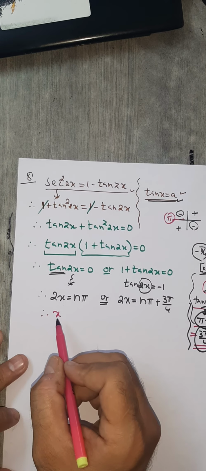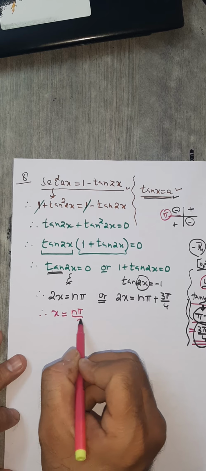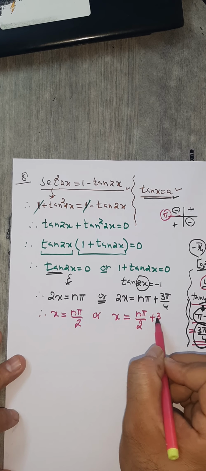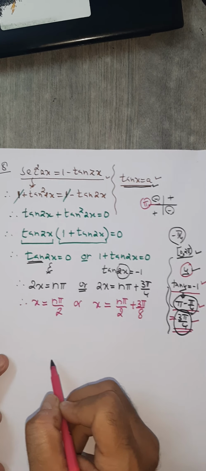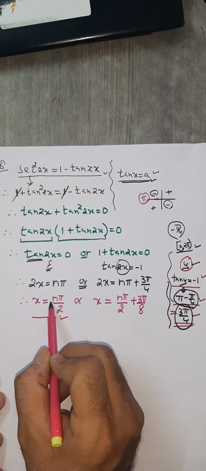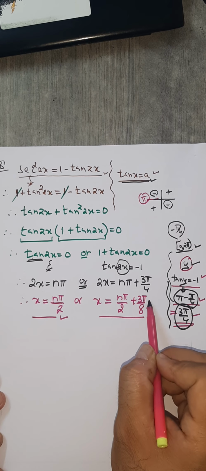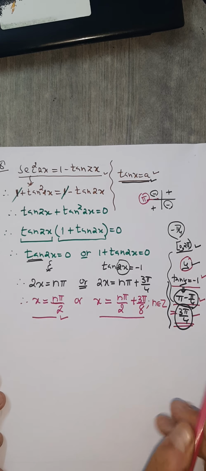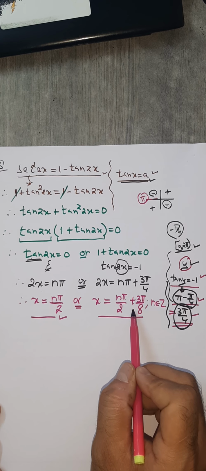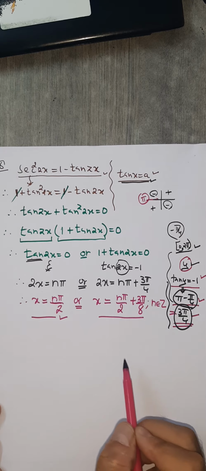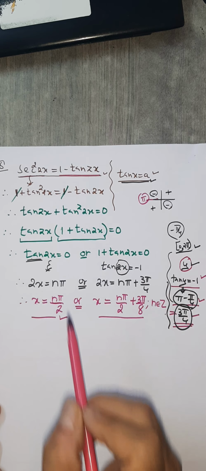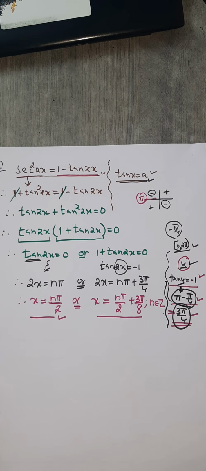We are interested in x. So n pi by 2, or here if you divide by 2, n pi by 2 plus 3 pi by 8. That's your solutions here, remember. Either n pi by 2 or x equals n pi by 2 plus 3 pi by 8, where n belongs to Z. That's your answer. These are the values of x for which the LHS and RHS will both be equal. That's what we usually call the solutions.